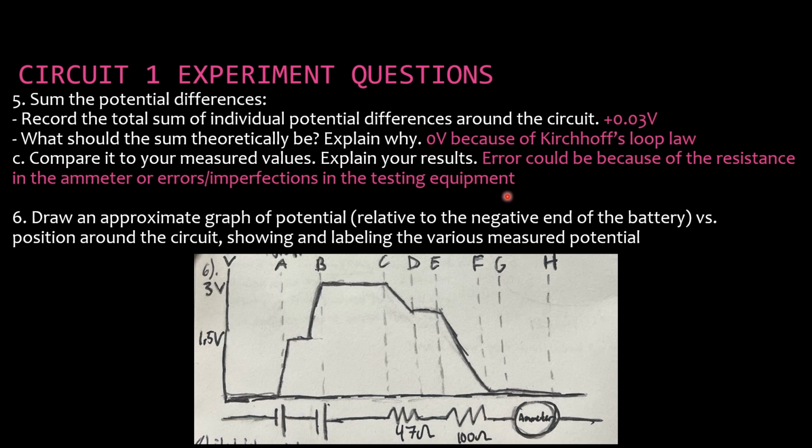Theoretically, this should be 0 volts because of Kirchhoff's loop law, and the error could come from the resistance in the ammeter or errors just in the testing equipment that got us a little bit off. But based on the tolerances in our system, I would say this is still a pretty good answer. And this was just the approximate graph of the potential across my circuit and how it ended up being. It never completely got to 0, but it was very close to it and very closely approaching.